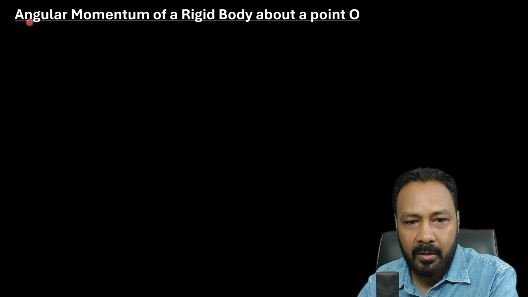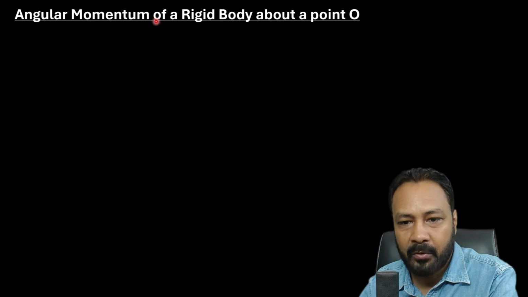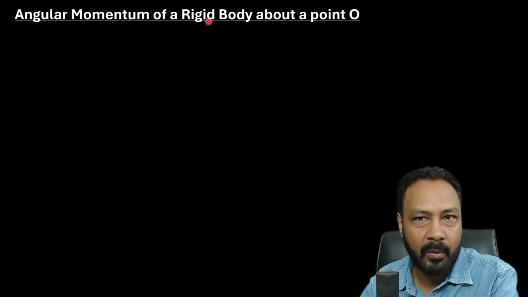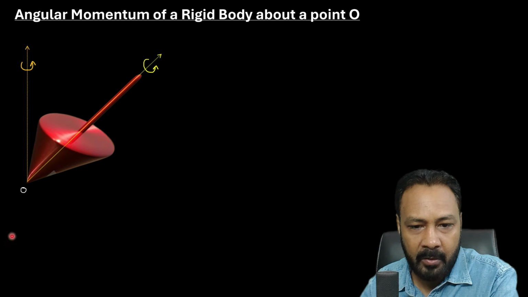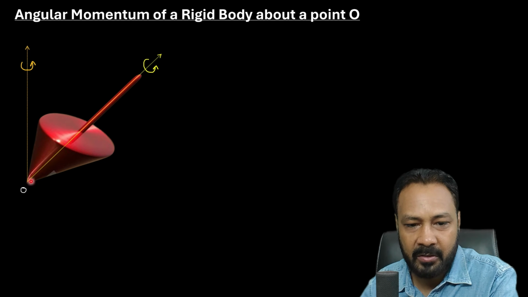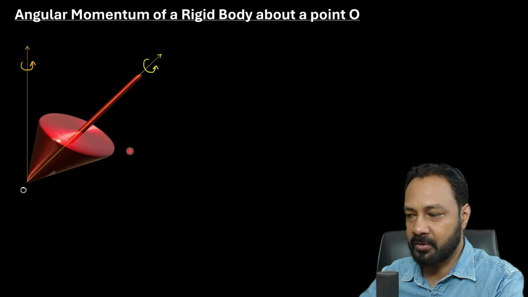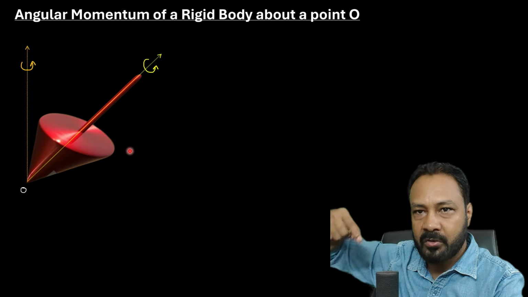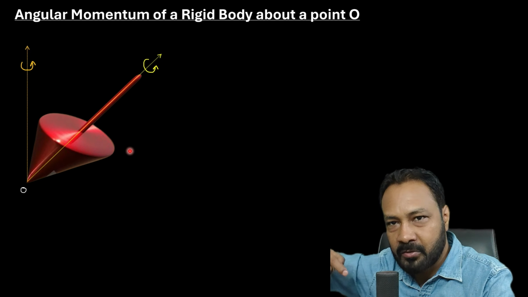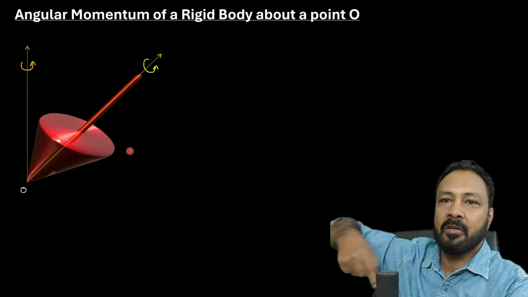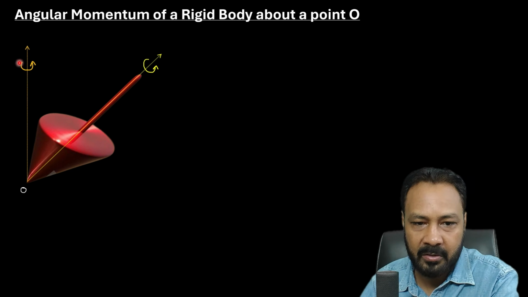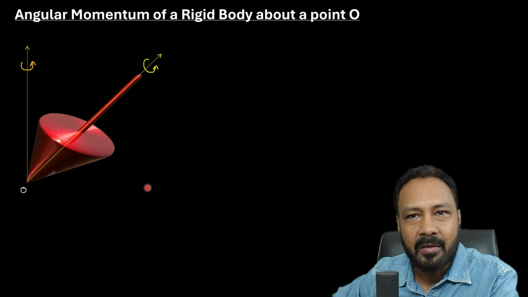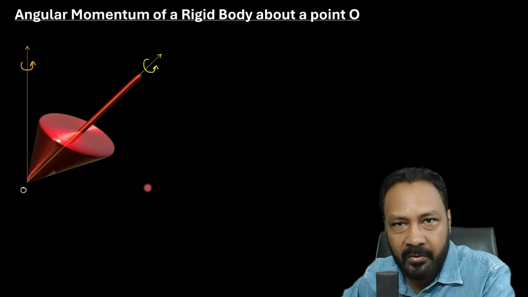So now in general, let's find the angular momentum of a rigid body involving multiple angular velocities about a point O. That's what we want to find. Suppose this is a rigid body, kind of a spinning top, rotating about its axis, and its center of mass is also moving like that. So it has two angular velocities. This is one angular velocity, and that is another angular velocity, and the resultant angular velocity is a vector.